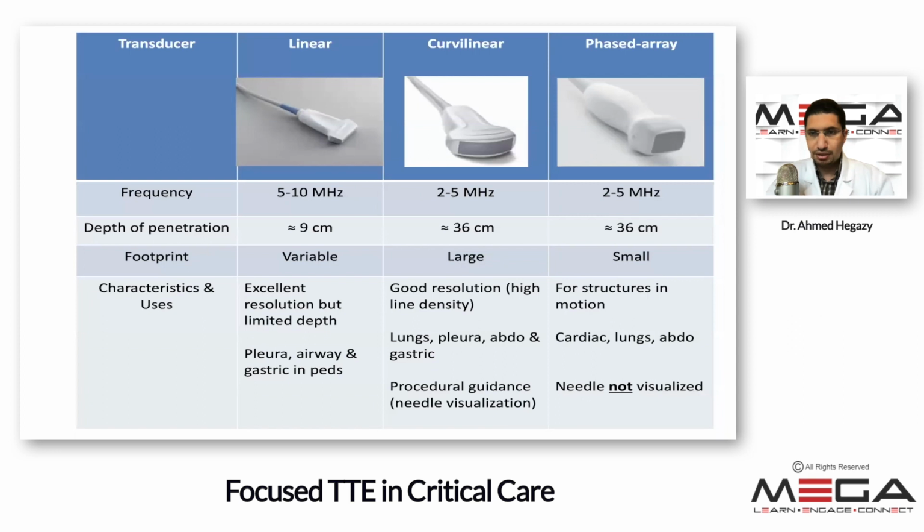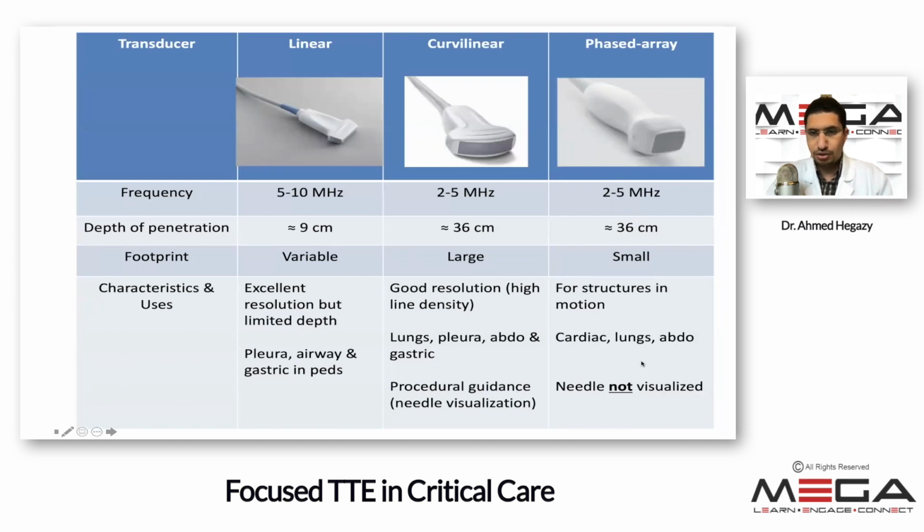The reason I say this is when you're trying to, for example, do a pericardiocentesis, the needle tip is not visualized with the phased array probe. You cannot see the needle tip with the phased array probe because it has a lower line density, unlike the curvilinear probe. With the curvilinear probe, you'll be able to see the needle tip very well. So, for example, if you want to drain a loculated effusion, and you want to see your needle tip, then the curvilinear probe will show you your needle tip, whereas the phased array will not.